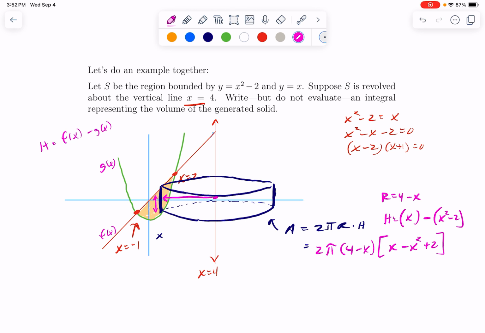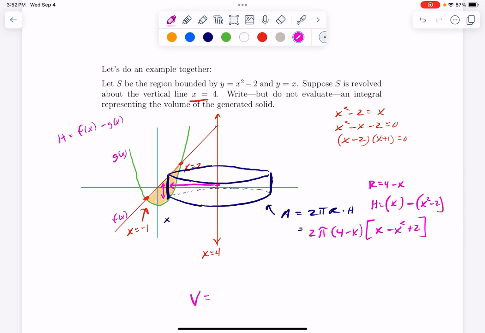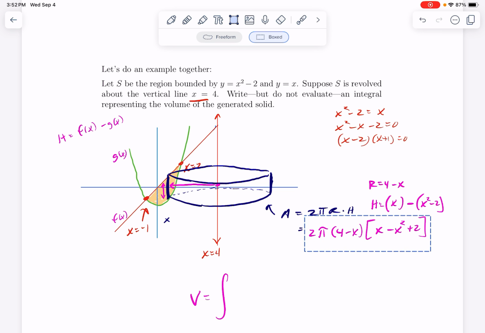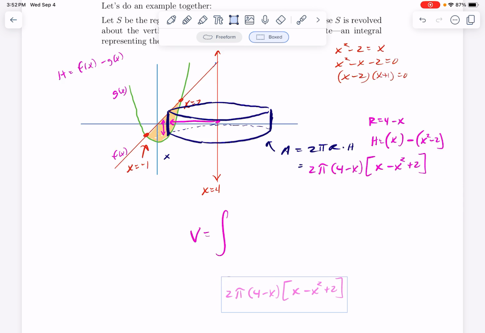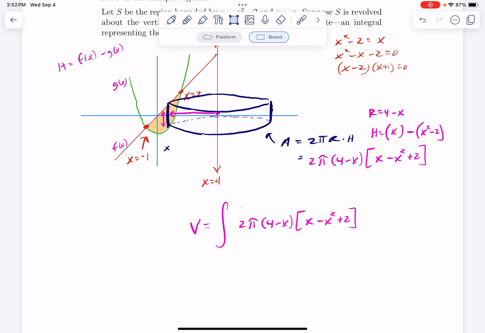Lateral surface area of a cylinder is 2 pi rh. Look at your picture, think about what r is, think about what h is. And then what I said is we'll just set up the integral for volume. So we know we're going to integrate this area function. And just pause for a moment and ask yourself, where does x start for this problem to make sense? And where does x end for this problem to make sense?